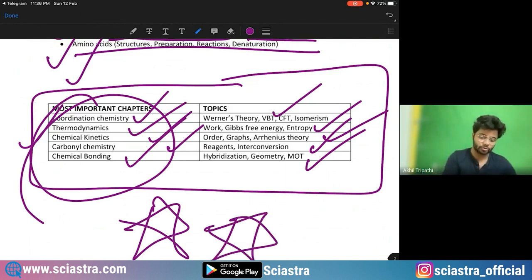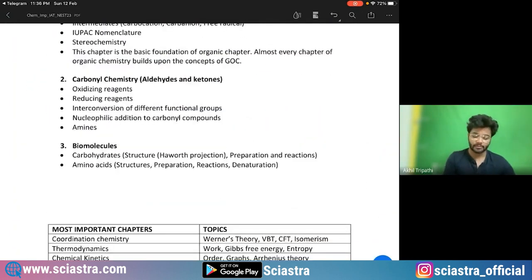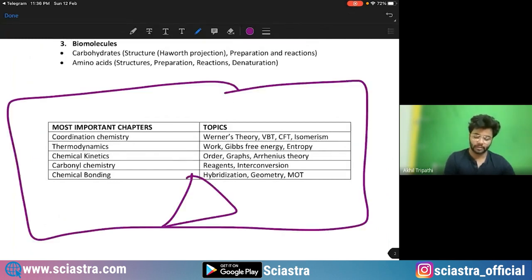These are the most important topics. I'm telling you so many times. These are the most important topics in chemistry. Whether you do anything or not, this is the most important thing.